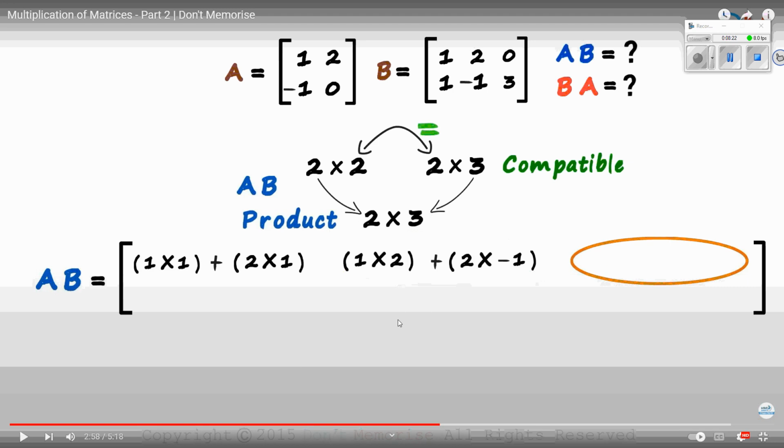Mm-hmm. What do you think it is, Tristan? Perfect.